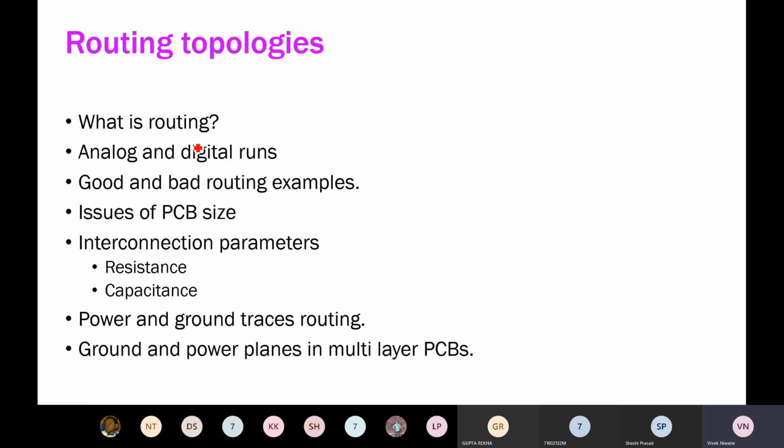In routing topology, how we can route our tracks onto the PCB, and we will say also inside the PCB. So what is routing? It is nothing but analogous to your cables, analogous to your wires in the electronic equipment. Analog and digital runs must be considered as separate. Usually in most cases analog signals are lower frequency compared to the digital signals.